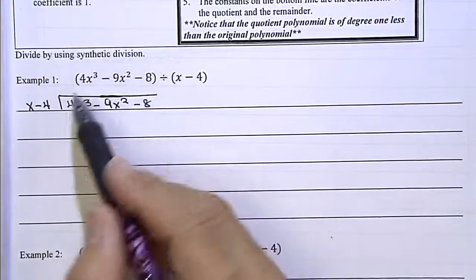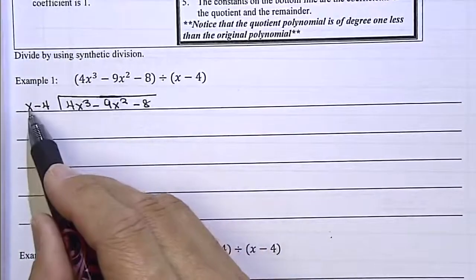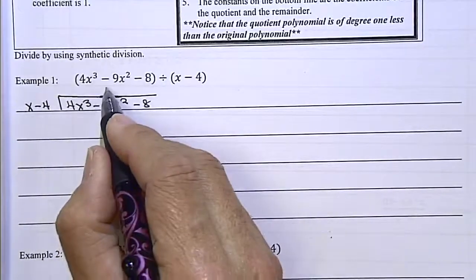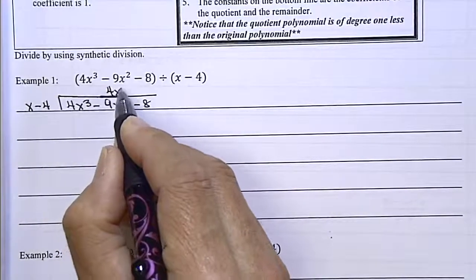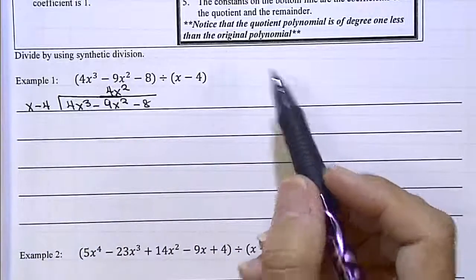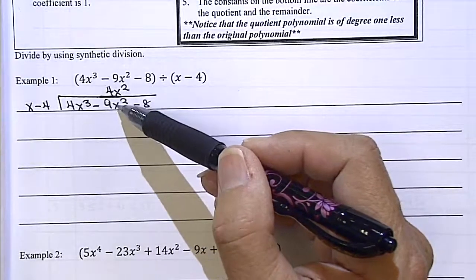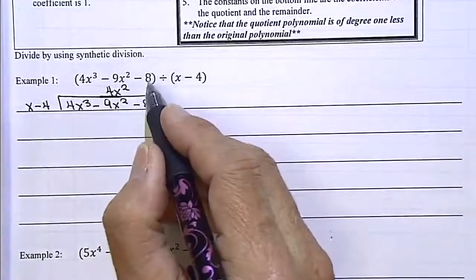So I'm going to say, okay, so if I wanted something times x to be 4x cubed, I would say, okay, 4x squared, wouldn't I? And just to check and make sure you're on the right track, you're putting x squared on top of x squared. I messed up here. I've got to do one thing for you.